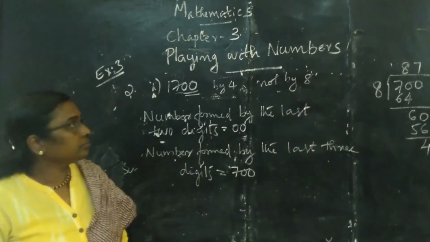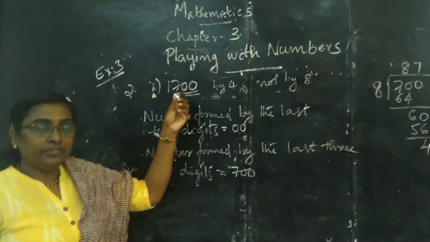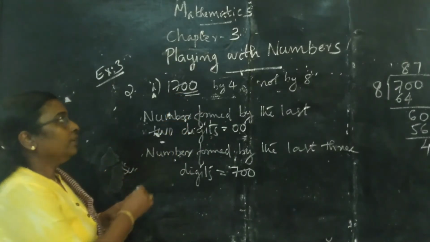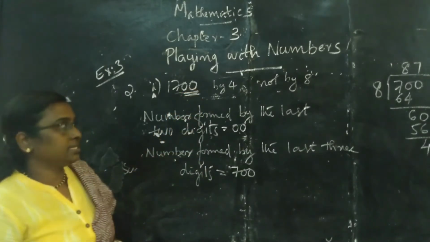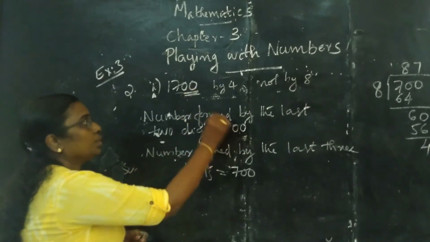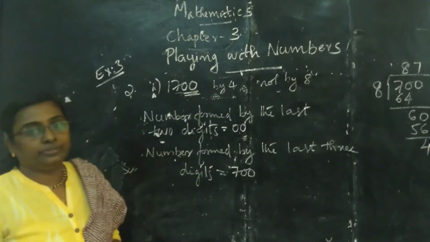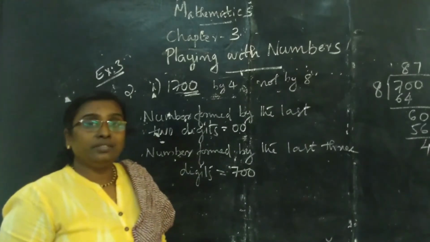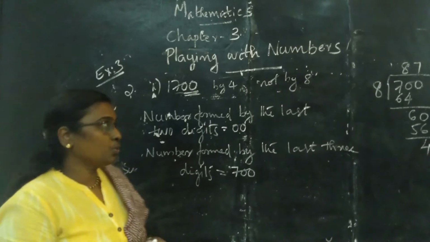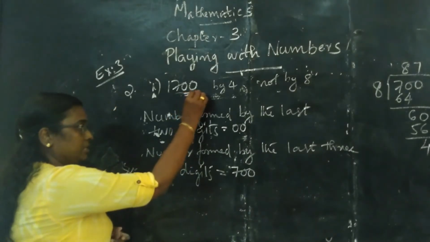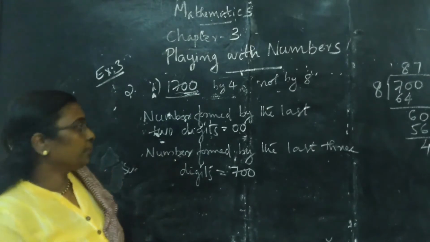Clear? Once again, in order to check divisibility by 4, we take the number formed by the last two digits. Here it is 0, 0. 0, 0 means 0 itself. 0 is divisible by any number. So 0 is divisible by 4 also. Since 0 is divisible by 4, the given number is also divisible by 4.